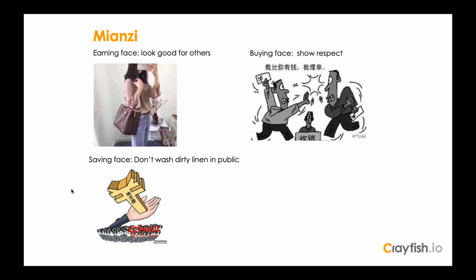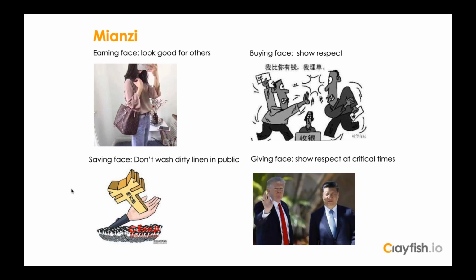So in general, the culture is that you would not want to do that. And of course, this is the most important, giving face. That is something I really want you to remember for this slide: you have to show respect to people at the right time.